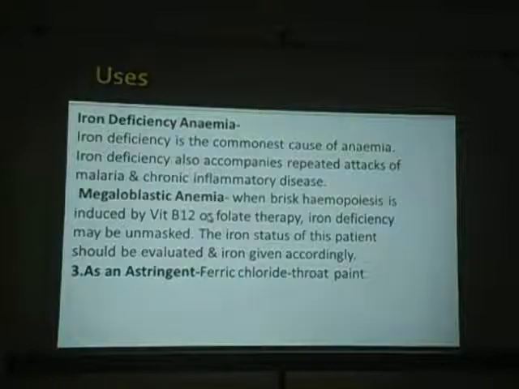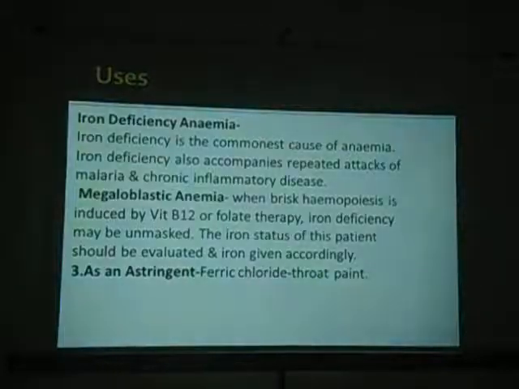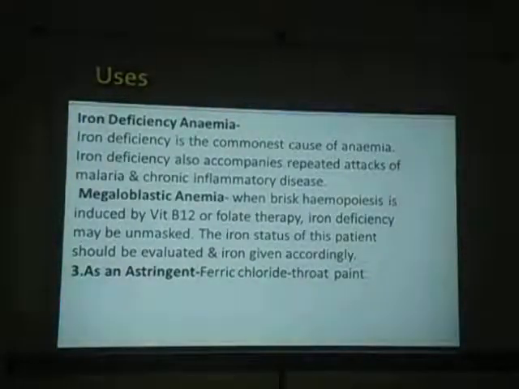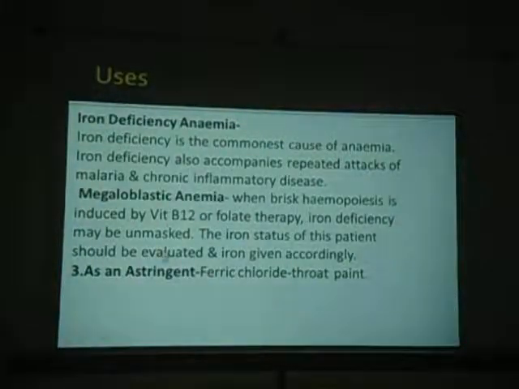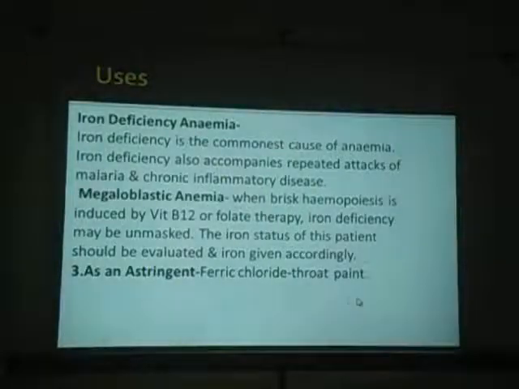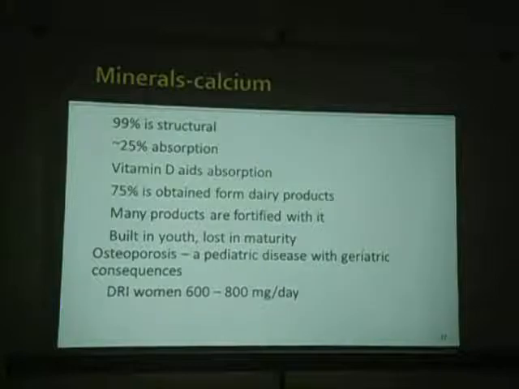Megaloblastic anemia, though there is B12 and folic acid deficiency, once we give this folic acid and B12, what can happen? There can be rapid blood cell formation. With this rapid blood cell formation, there can be acute shortage of iron. So there also we need to supplement this iron. So the iron status of this patient should be evaluated and iron should be supplemented. Ferric chloride is sometimes used as a throat paint for throat infections.